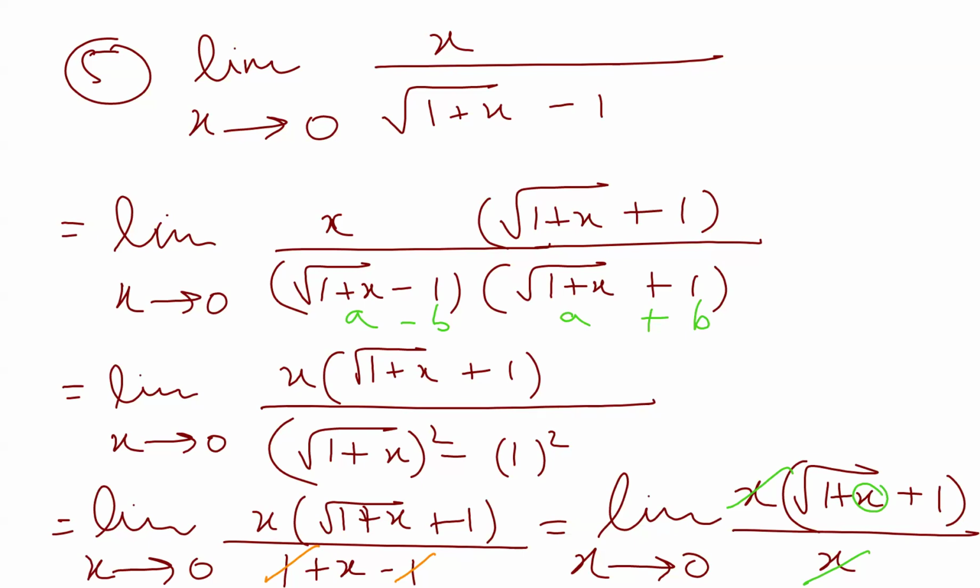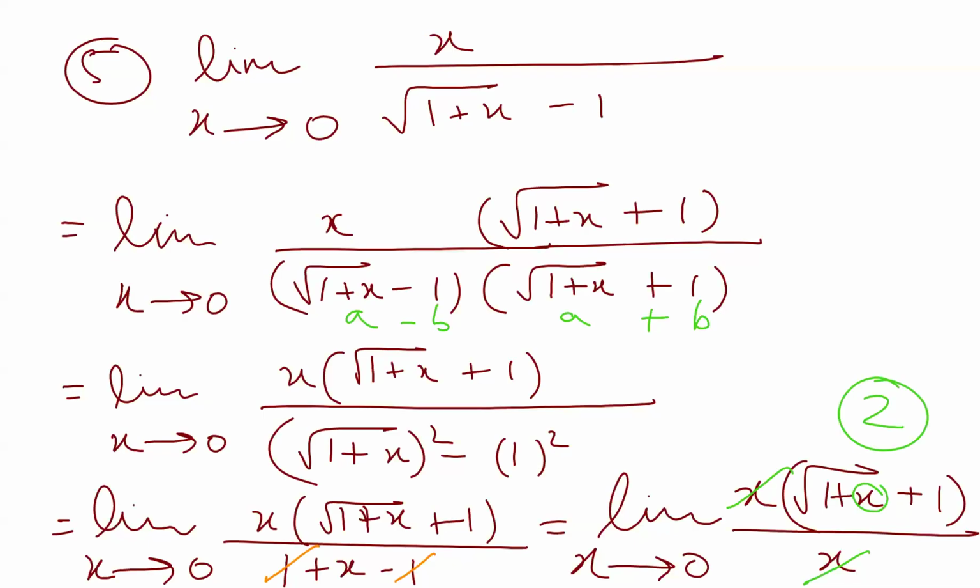Right? So what is root 1 plus root 1? What is the final answer for this problem? The final answer will be 2. Right? Let us go to the sixth problem.